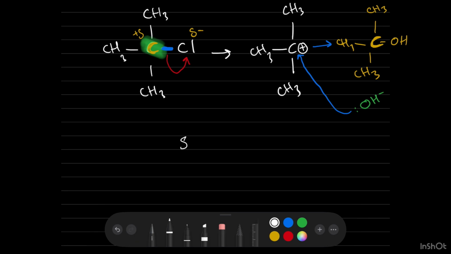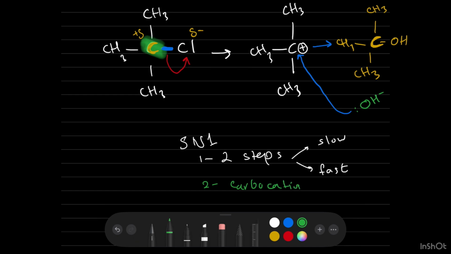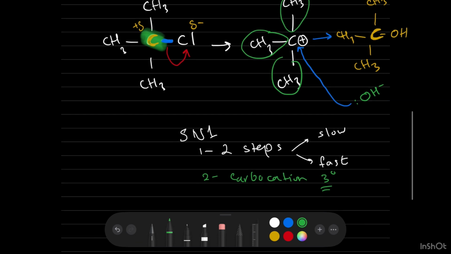What we should know about the SN1, first of all, is that there will be 2 steps. One of them is slow, the first one, which is breaking the bond, and the second one is very fast. All right? And we have another thing. You will have a carbocation. And the carbocation here is tertiary, and it should be tertiary. You can see that this is a group here, another one. So this is tertiary.